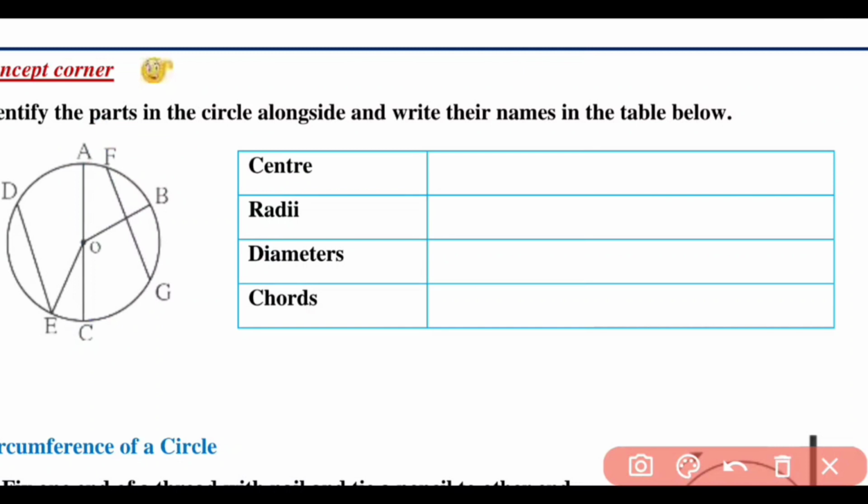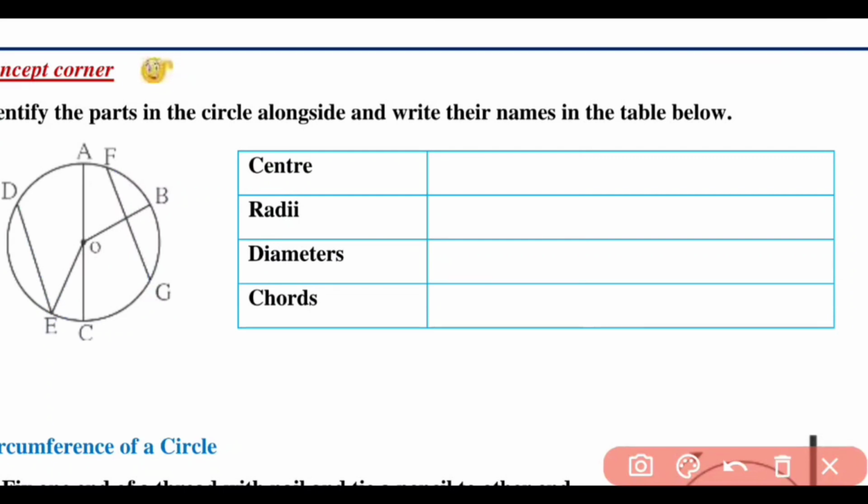And now let us see which are the chords. Chords are the segments which join 2 points on the circle, but it is not necessary that they should be the diameters. So FG is also a chord because it is joining 2 points on the circle. DE is also a chord. So let us write all these names now.